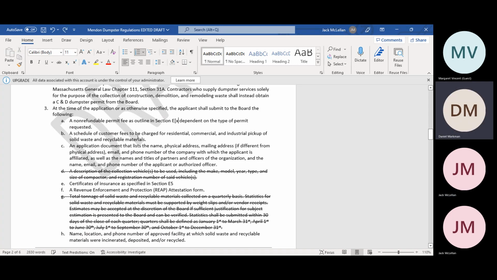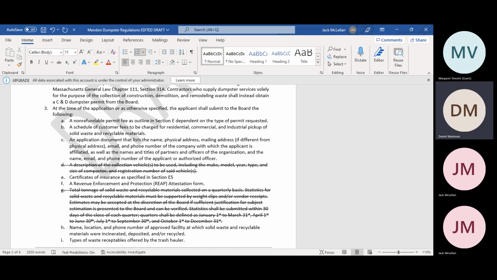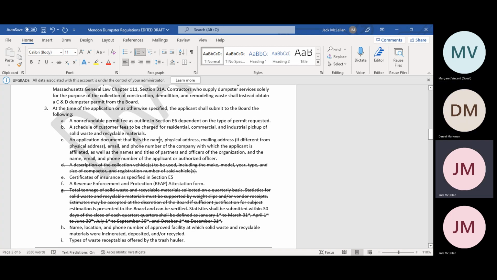The X section actually refers to the subsection that specifically requests a fee, which I believe is actually E6. So the placeholder X should be 6, because that's what asks that fees for dumpster permits are determined by the board. Okay, thank you. So that should be 6 instead of an X, or an E6.